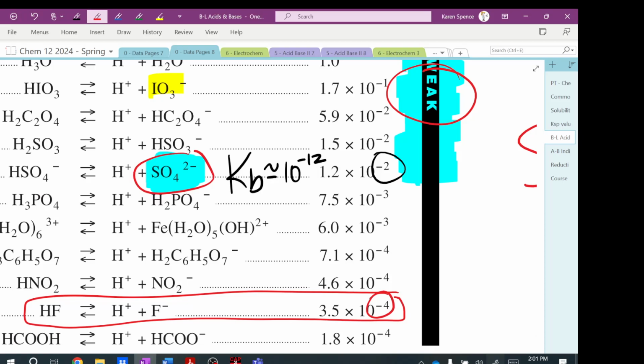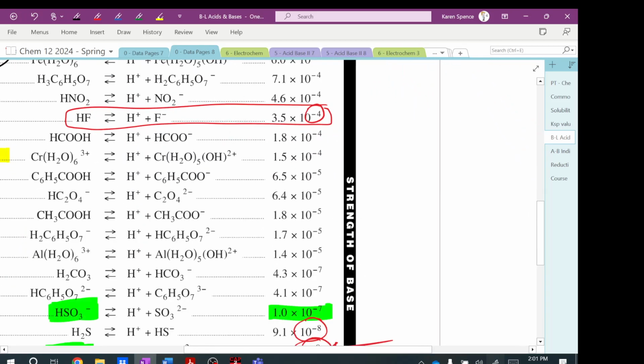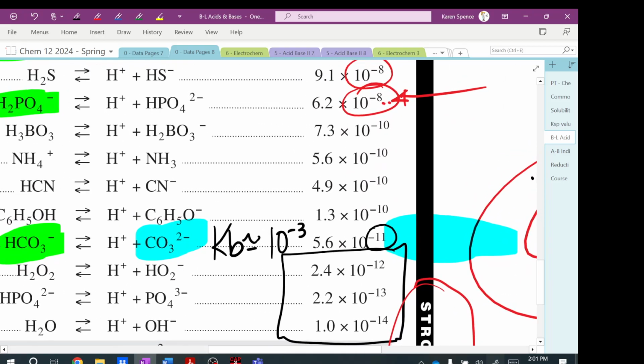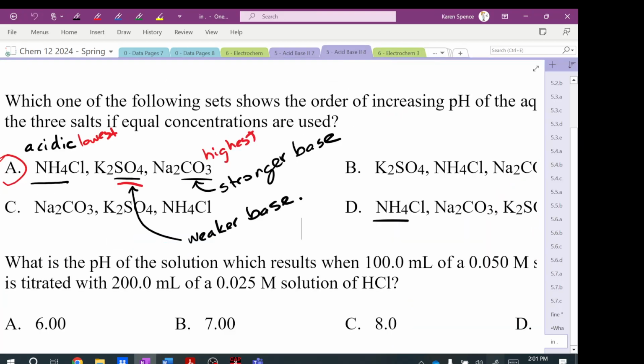And you can actually prove that. We've got the Kb is approximately 12 because the Ka of the conjugate acid is 10 to the negative 2. The Kb of this one down here, the CO3, it's got a much higher Kb, so it's a much stronger weak base. Okay, so we go back here.